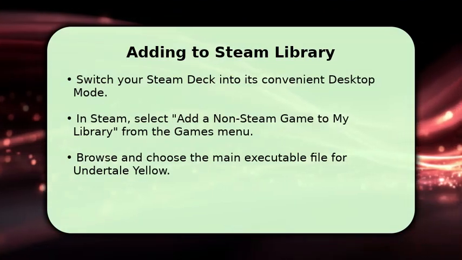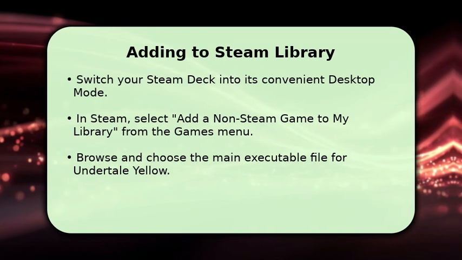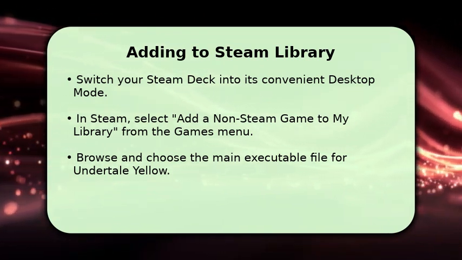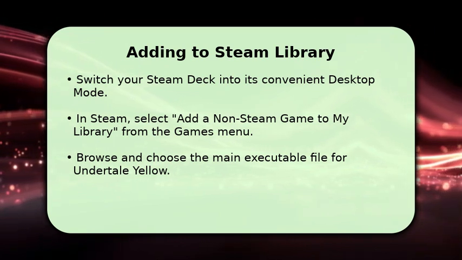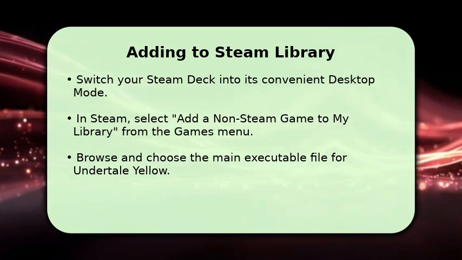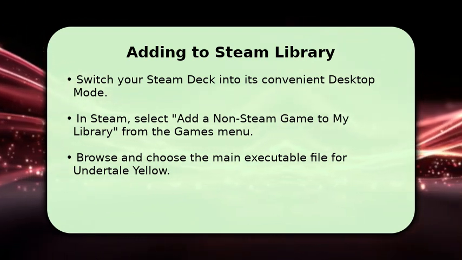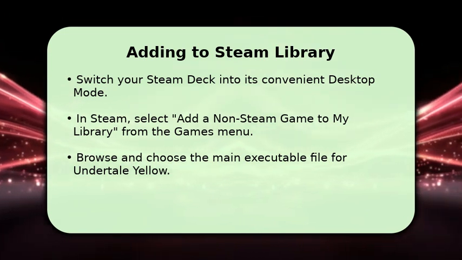Next, we'll add the game to your Steam library. Boot your Steam Deck into desktop mode. Open the Steam application, go to the Games menu, and select Add a non-Steam game to my library. Navigate to where you extracted Undertale Yellow and select its main executable file. After adding, you can personalize its entry in your library with custom artwork and a clear title.